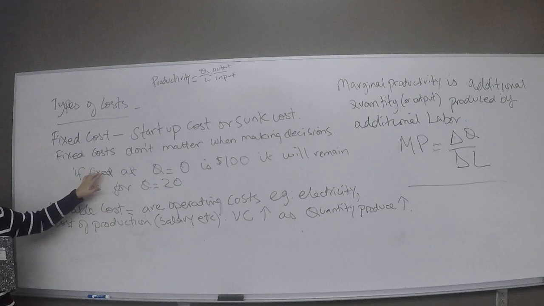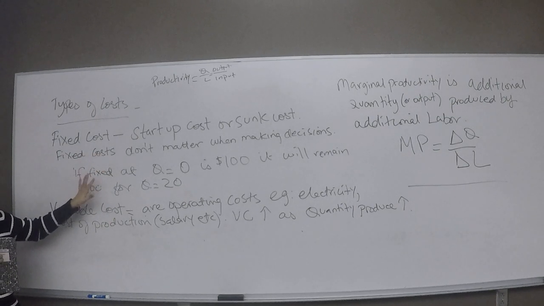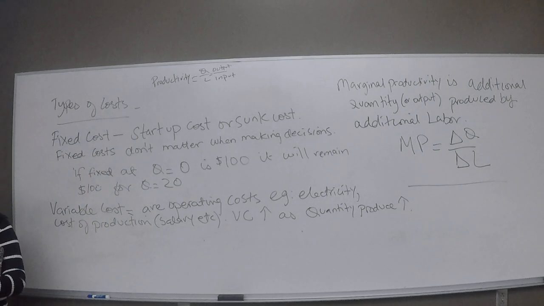Startup cost, fixed cost, or sunk cost, these costs don't matter when you're making an economic decision. When you're deciding whether you should operate, produce or not produce, keep operating, or shut down your plant, what matters is the marginal cost and the marginal productivity.